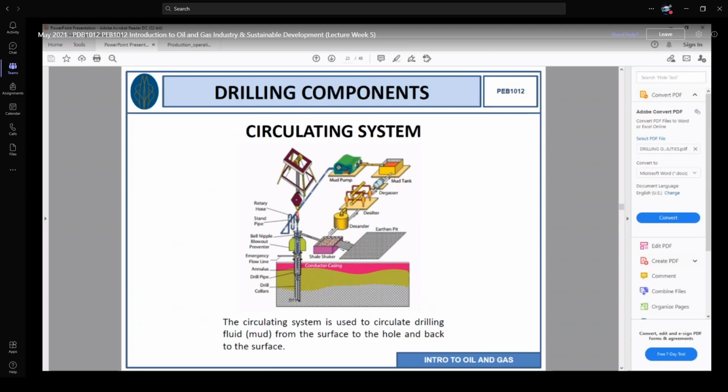Then this mud will take the cuttings from the bottom, and it will cool the bit, and it will provide the pressure at the bottom to control the formation pressure. By doing all these functions, this mud will take the cuttings back to the surface through the annulus. You know, the annulus is the space between the drill string and the borehole, right? So the cuttings will be received at the surface on the shale shaker. It will shake, the mud will go to the tank, and the cuttings are going to be in the pit, right? So from there, the mud will go to some other process.